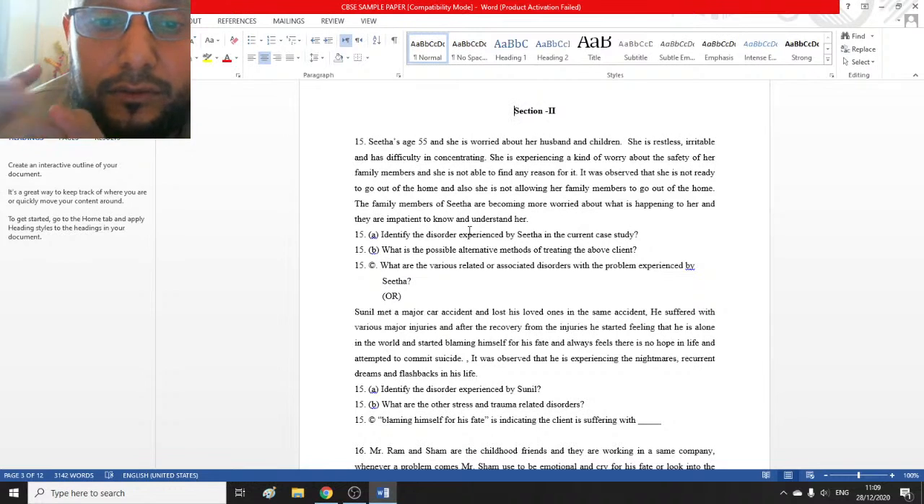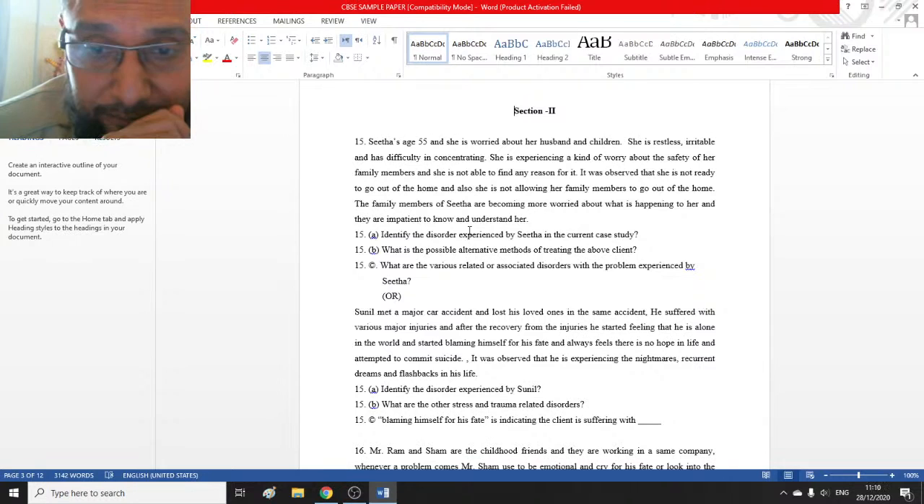Here you see there is no reason, she is worried about the family members. Without any reason, a kind of anxiety or worry is known as GAD, generalized anxiety disorder.